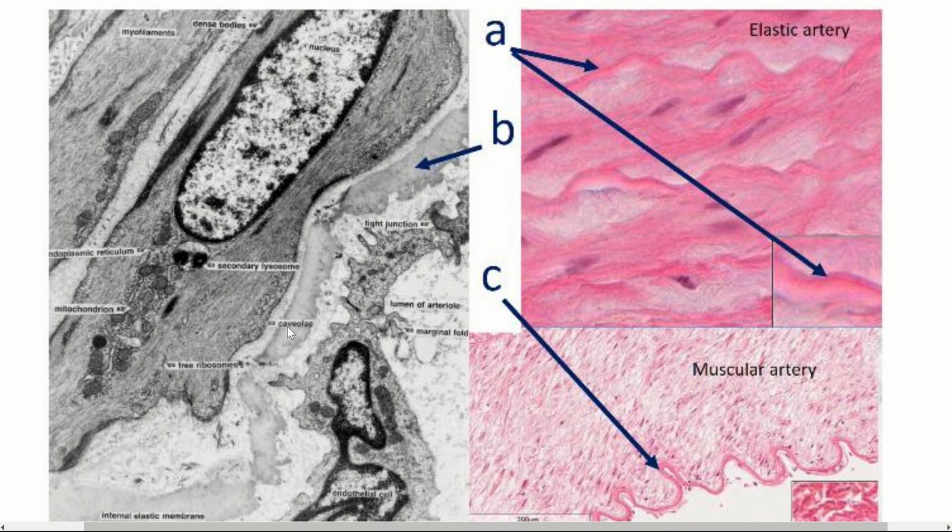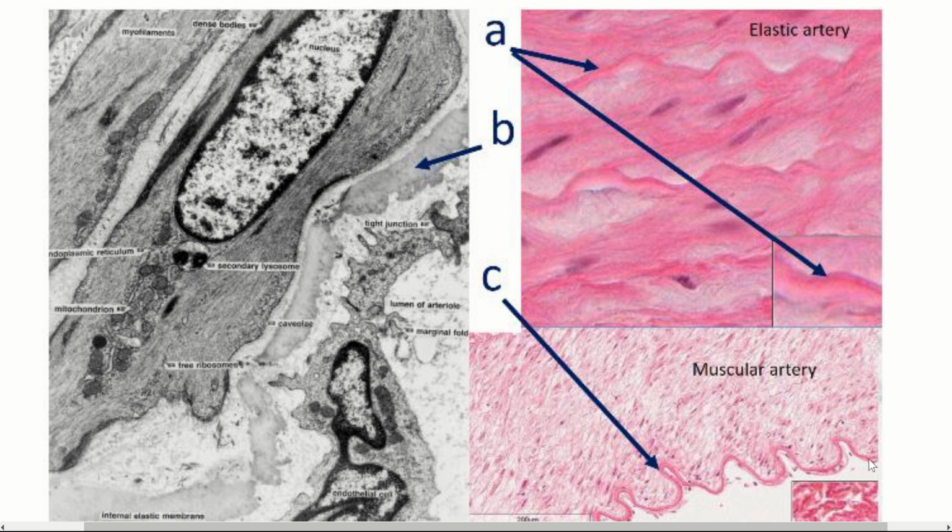Okay, right here, this is the same thing. So this is just an EM of an elastic lamina. Here it even says internal elastic membrane. That's just another name for it. Elastic lamina literally means elastic layer. So this is another elastic layer in here, and that's lining an arteriole. It's just much smaller. Okay, internal elastic lamina.